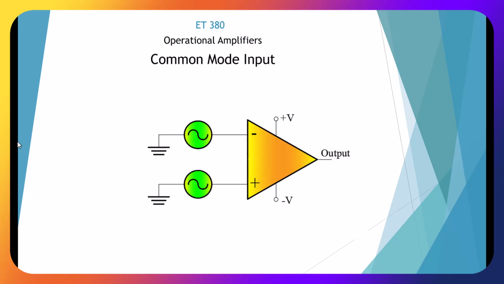Common mode input, we call this common mode rejection. Because of the inverting mode, when we put in signals, we're going to take two signals, and one's going to be positive, one's going to be minus, and they're going to cancel each other out, so noise on an op-amp will be eliminated or reduced.